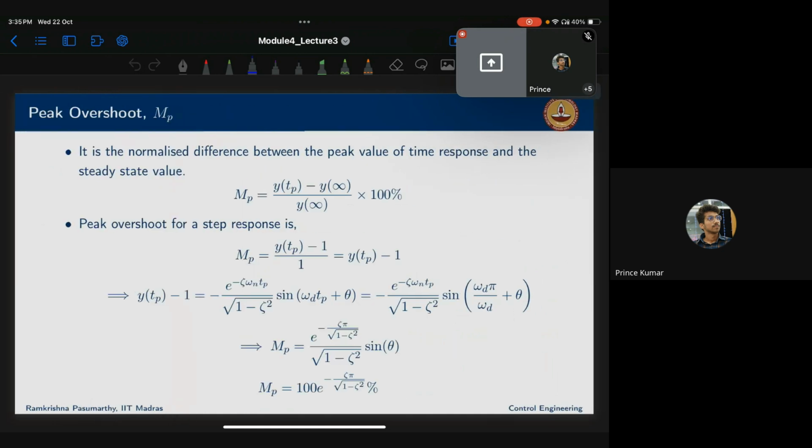Then overshoot. So overshoot is this. We said this is the reference, this is the waveform, and this is the overshoot from the final value. Final value means this one. How much overshoot it has is given by this expression.